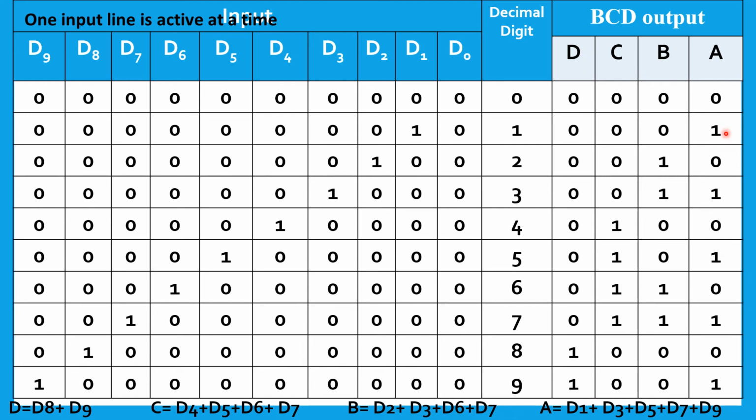And A is high when D1 is high or D3 is high or D5 is high or D7 is high or D9 is high. Therefore, the Boolean expression for A output is D1 or D3 or D5 or D7 or D9.